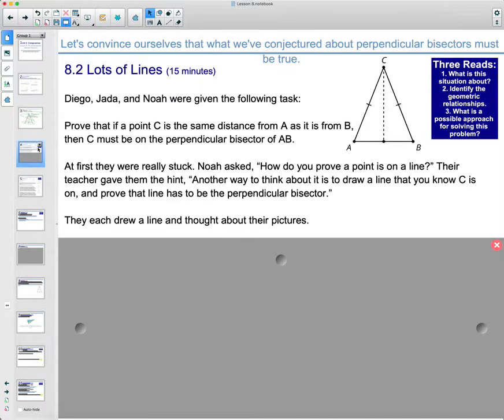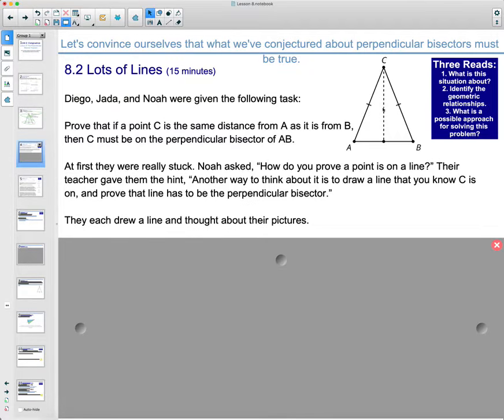So in 8.2, we've got Diego, Jada, and Noah, who were given the following task: to prove that if point C is the same distance from A as it is from B, as we can see marked here, then C has to be on the perpendicular bisector of AB. At first they were really stuck. Noah asked, how do you prove if a point is on a line? Their teacher gave them a hint and said another way to think about it is to draw a line that you know C is on and prove that that line has to be the perpendicular bisector.